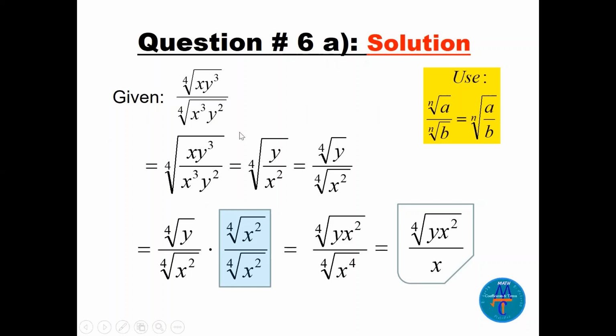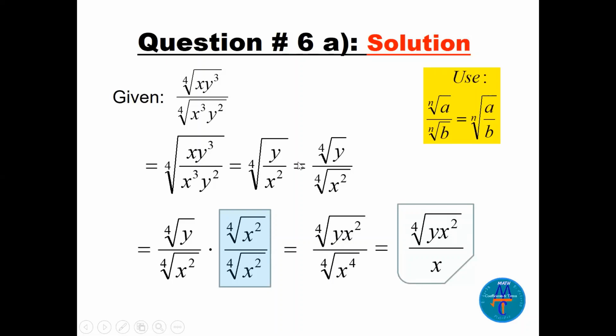I know this is one rule: the nth root of A divided by the nth root of B is the nth root of A over B. B cannot be 0, remember. So I can write one 4th root, same index, and then simplify inside: xy cubed divided by x cubed y squared. I can cancel the x, so what's left is x squared. Y cubed over y squared is only 1y. Now that's easier.